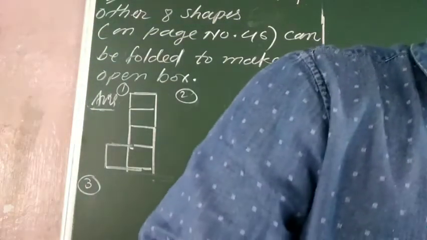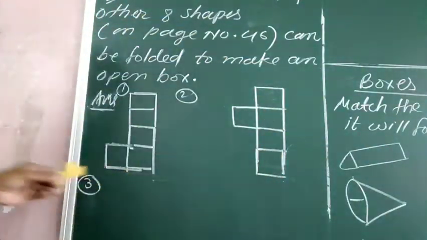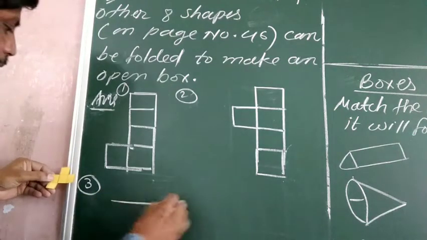Anyone you can take as number 3. So this is one example of a 1, 2, 3, 4, 5 faces cutout. ट्राई टू विद दिस वन. इसके साथ भी आप ट्राई कीजिए.